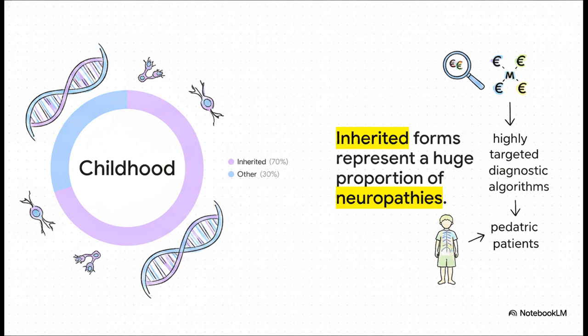Current epidemiological data suggests genetic etiologies account for anywhere from 30 to 70% of all pediatric peripheral neuropathies. That encompasses various types of Charcot-Marie-Tooth disease and a host of other rare syndromes. Because this proportion is so remarkably high in children, our clinical and diagnostic algorithms have to be highly targeted toward capturing complex genetic variations early in the diagnostic odyssey.